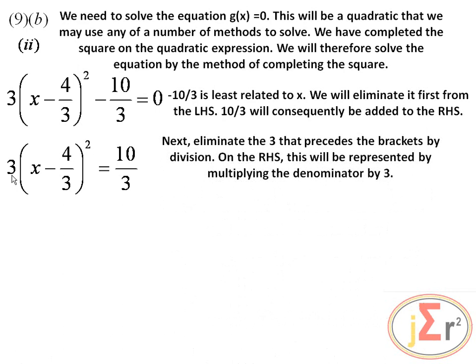We will eliminate that 3 by dividing by 3, because it is being multiplied by 3 here. Divide by 3 on both sides. 3 will be eliminated from the left hand side, and on the right hand side we will have the 3 multiplying this 3 in the denominator. Right, when we divide, the number will go into the denominator to multiply. Therefore, we will have 10 over 9.